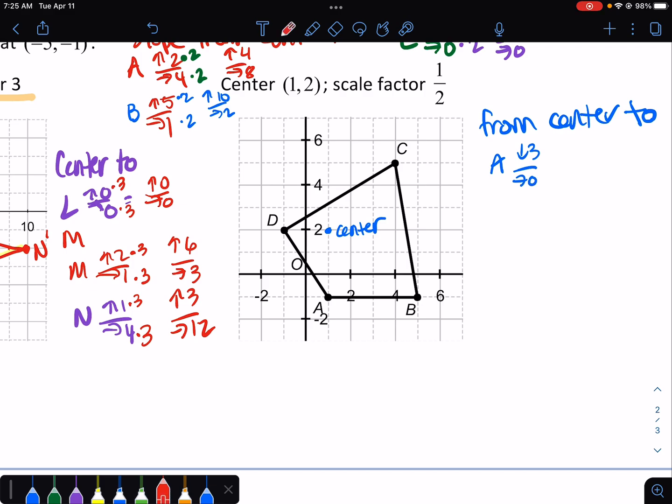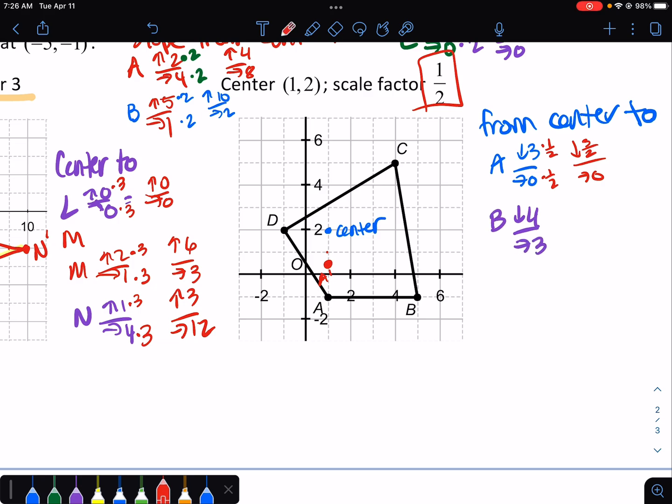Our scale factor is 1/2, so I'm going to multiply both the rise and the run by 1/2. So 3 halves, which is the same thing as 1 1/2, and then over nothing. So down 1 1/2 over nothing. So there's our A prime. And then to B, we're going from the center over 1, 2, 3, 4, down 1, 2, 3. Down 4, right 3. That was to B.